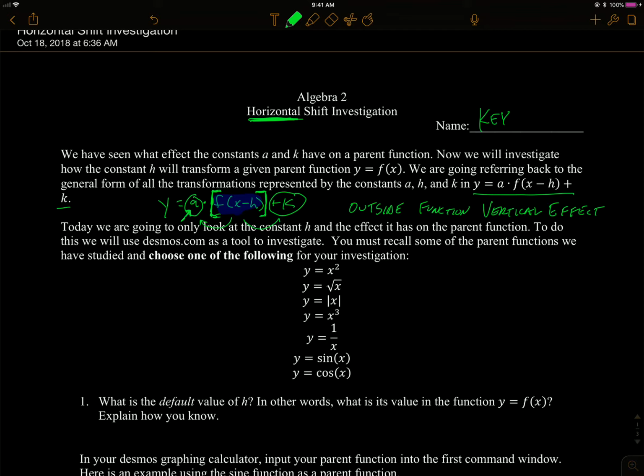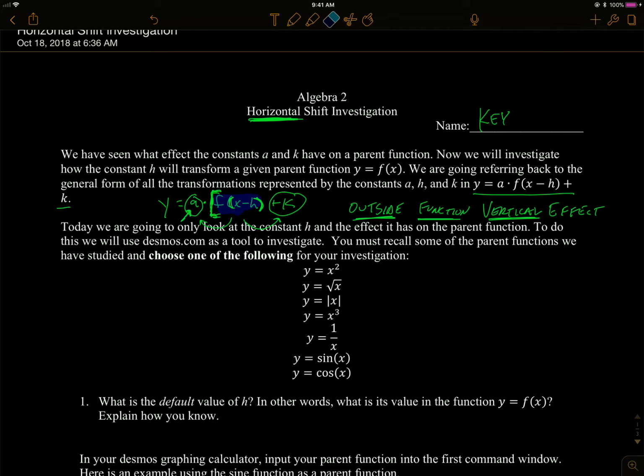Then if I take my y and I add k to it, if it's a positive number, if I'm adding 5, it's going to vertically translate up 5 units, or translate up 5 units, however you want to say it. And if it's minus 3, then you're going to take all your y's and move them down 3, which would be a vertical translation down. So you have to remember that the outside stuff has a vertical effect. Things that are outside the function, not inside the parentheses here.